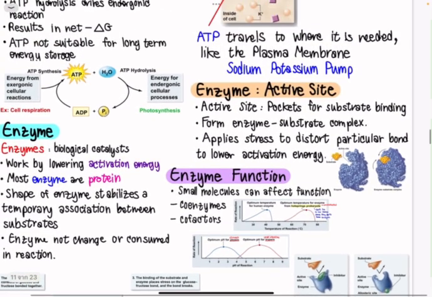Enzyme active site. The active site is a pocket or cleft for substrate binding, forming the enzyme-substrate complex. There is a precise fit of substrate into the active site, which applies stress to distort particular bonds and lower activation energy.